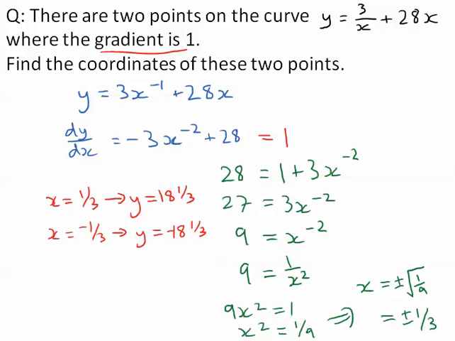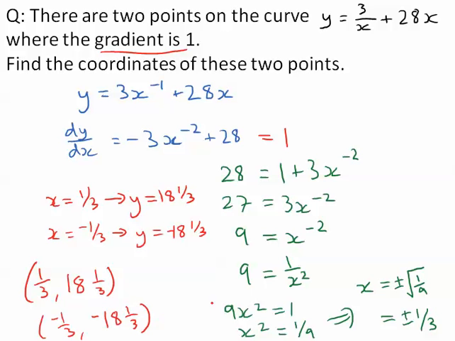And we found both of these on the calculator. And that means that we can write down the coordinates of the 2 points, which is what the question asks for. So the first one is 1/3, 18 1/3. And the second one is negative 1/3, negative 18 1/3. And this is the answer to the question.